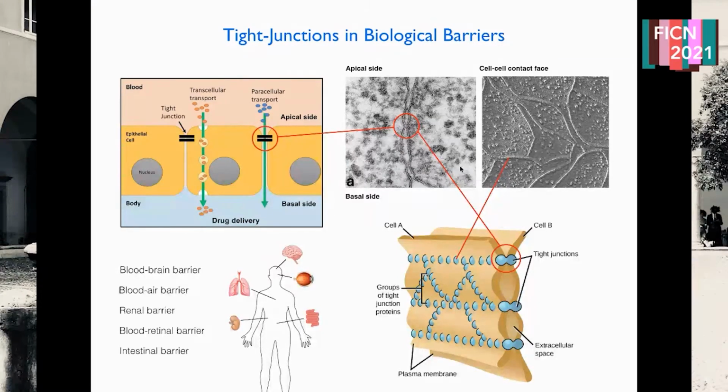Now, tight junctions, as we can see in this figure here on the right, I hope you see my arrow. This is a picture taken from freeze fracture electron microscopy. Tight junctions are organized in strands. These lines that you see here are strands of tight junctions, and they are usually represented schematically as in the figure that you see here below.